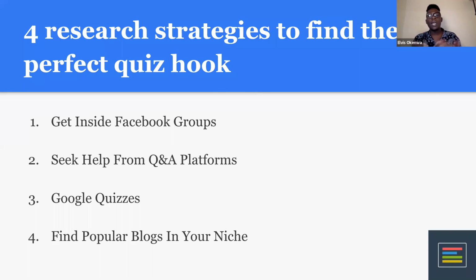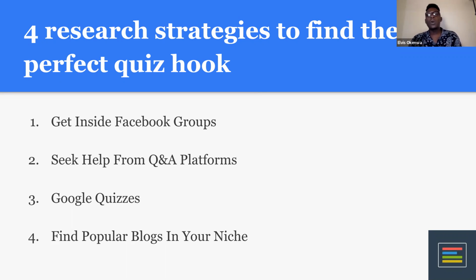Now, secondly, you can seek help from Q&A platforms. If you go to Reddit or Quora, you can seek help. Bear in mind, people have done similar things to what you want to do, so don't try to reinvent the wheel. Try to see what others have done, and from there you can gather your thoughts and come up with a great quiz title. You can also use Google. If you Google quizzes, you're going to see a lot of quizzes out there, so you can use this to get inspiration. Finally, you can find popular blogs in your niche. Look at the topics they're talking about, look at the conversations going on, what are they writing about? Based on that, you can come up with a quiz title. So those are 4 ways that you can research to find a perfect quiz hook.